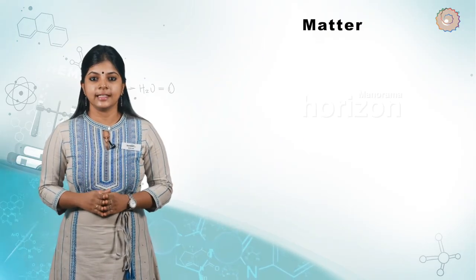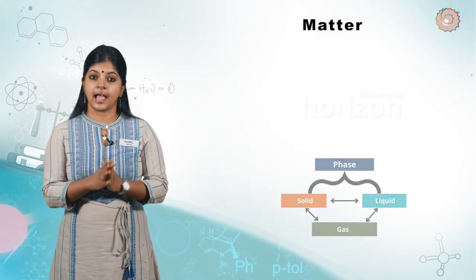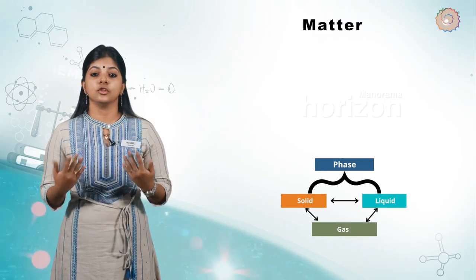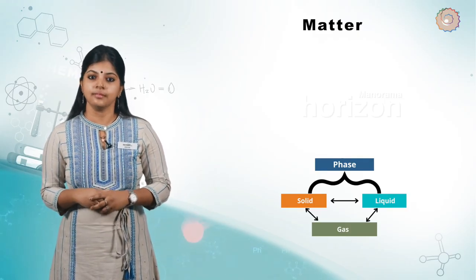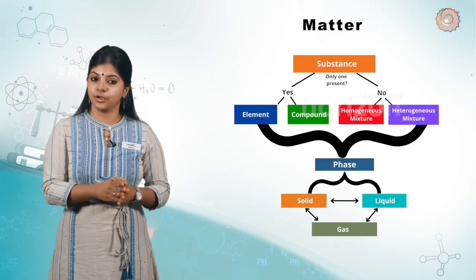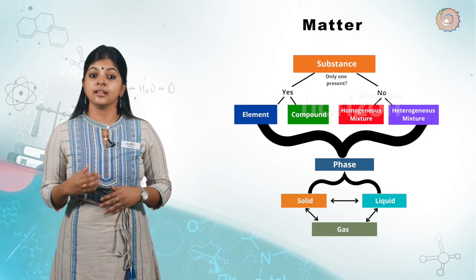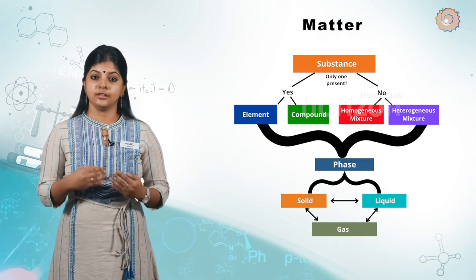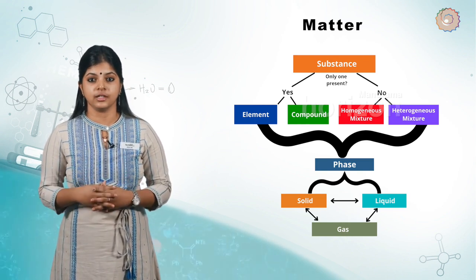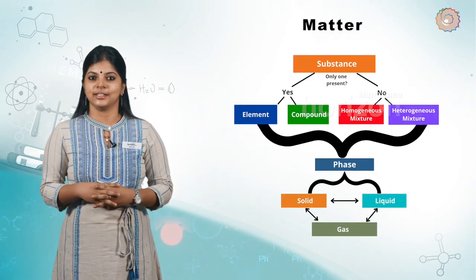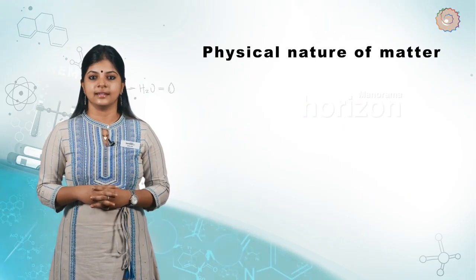On the basis of physical state, matter is classified as solids, liquids and gases, whereas on the basis of chemical composition, matter can be classified as pure substances and mixtures. Pure substances are further classified into elements or compounds, whereas mixtures are classified as homogeneous and heterogeneous mixtures. Now let's see the physical properties of matter.